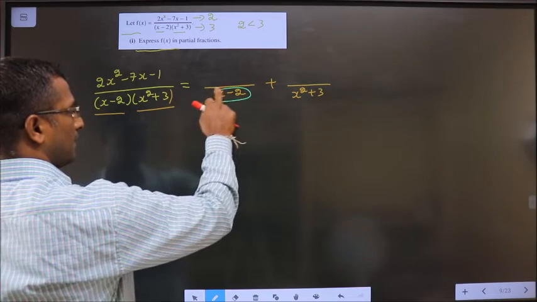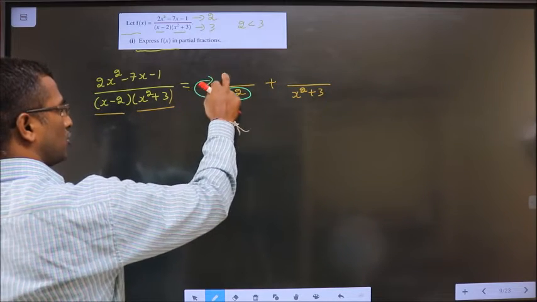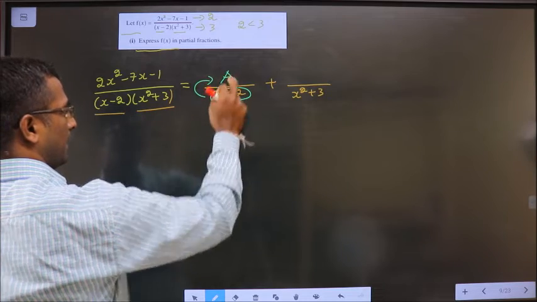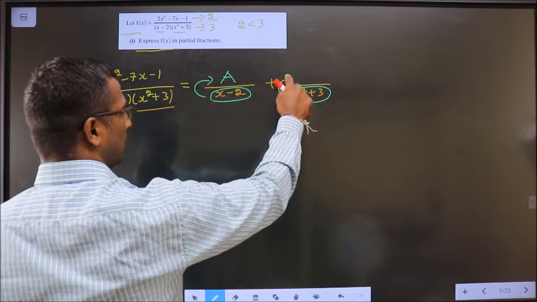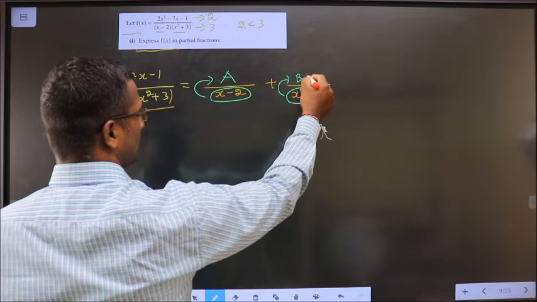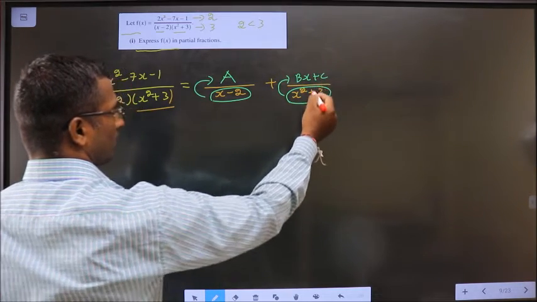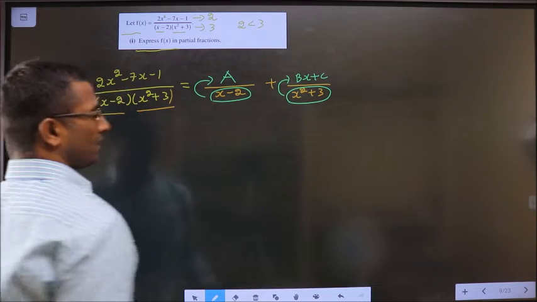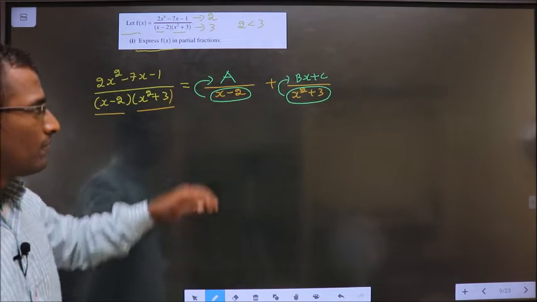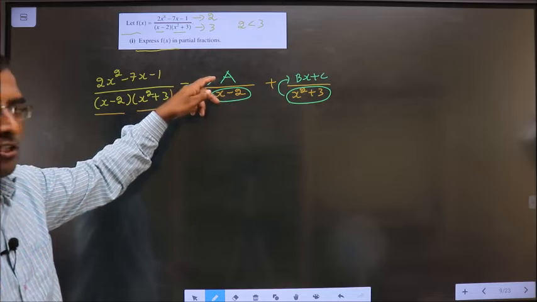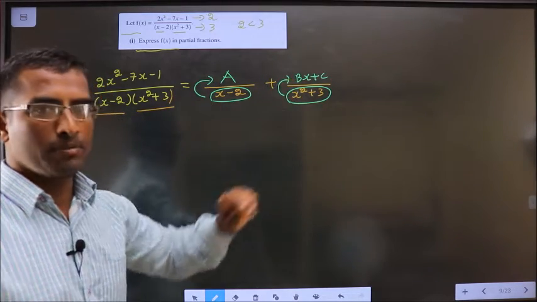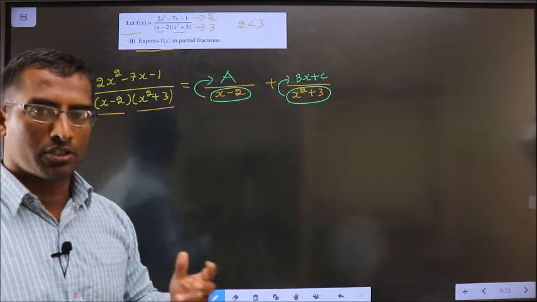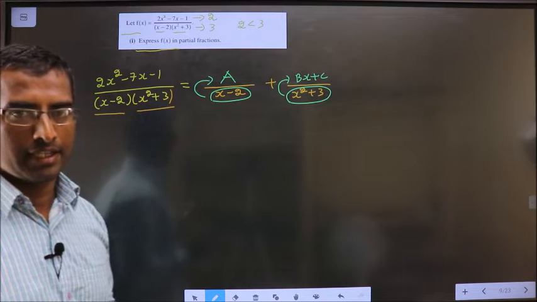This is a linear, so the numerator should be a constant, so let us say a. This is a quadratic, so the numerator should be linear, so let us say bx plus c. Okay. It is a rule. If this is linear, the numerator should be constant. If this is quadratic, the numerator should be linear. That rule you should remember. Okay. Next.